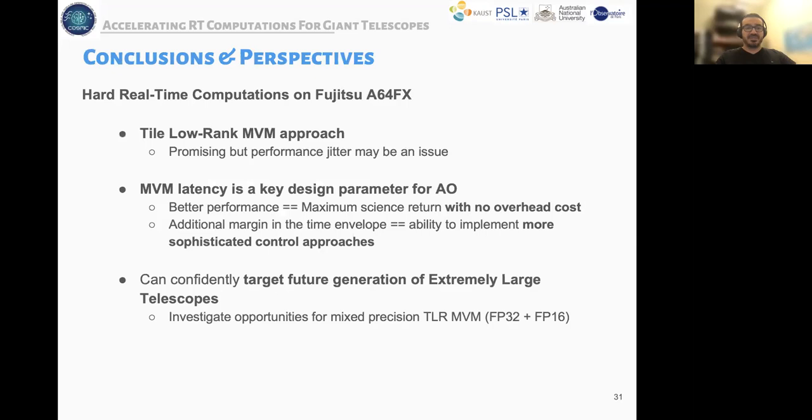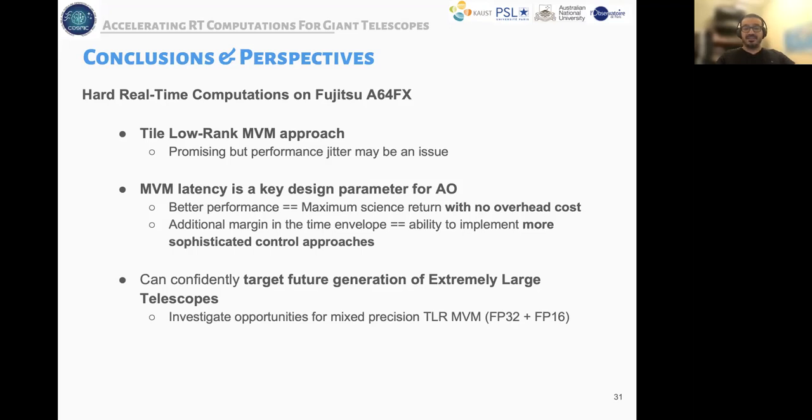Conclusion. I just presented a hard real-time computation on Fujitsu A64FX. The TLR-MVM approach is a promising approach, but performance jitter may be an issue. And actually, we'd like to collaborate further with our ARM colleagues to see how we could reduce that jitter and improve the bandwidth reported on this architecture.